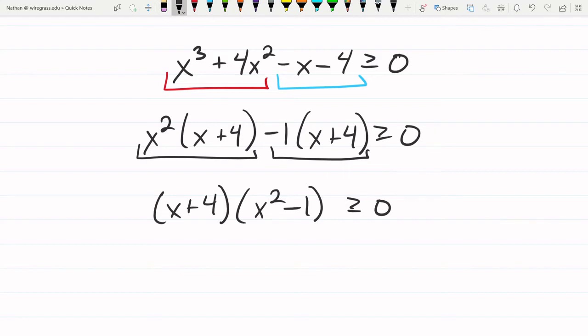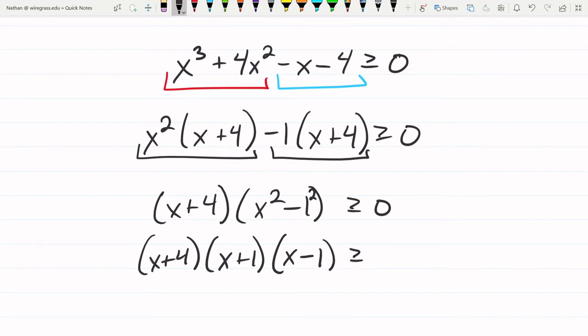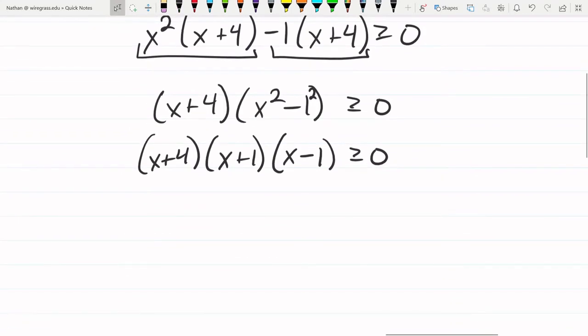And x squared minus 1, this is a difference of two squares, so I can factor it down into the first thing being squared plus the second thing being squared, which of course is 1 squared, and then the first thing being squared minus the second thing being squared. So x plus 1, x minus 1. And you see we have 3 zeros here, which is what you'd expect, right? This is a 3rd degree polynomial, so we would expect 3 zeros. We get the zeros, which are the same thing as the boundary points: -4, -1, and +1.